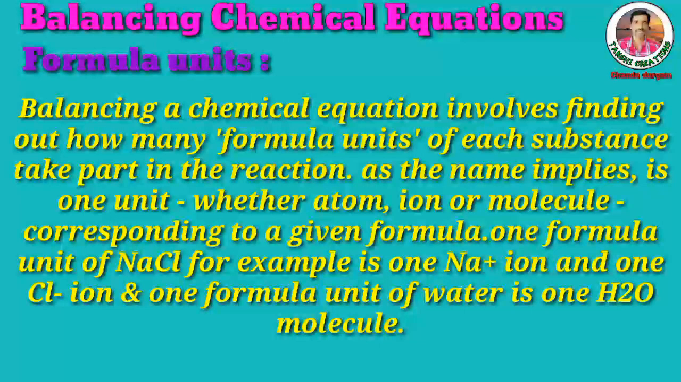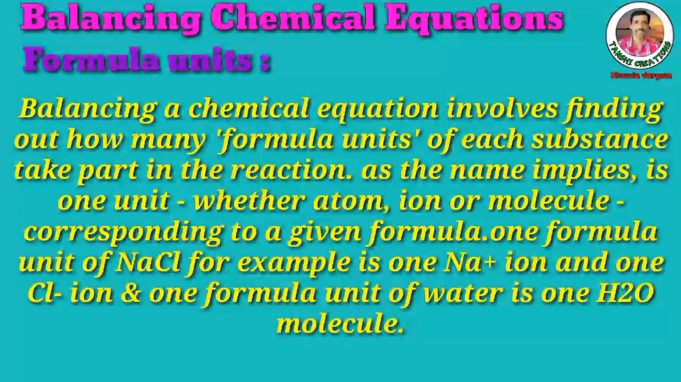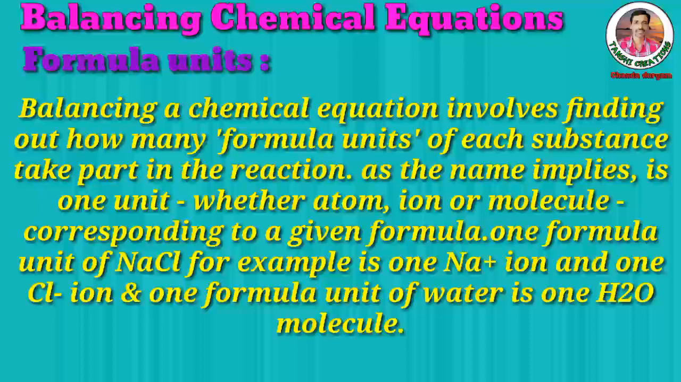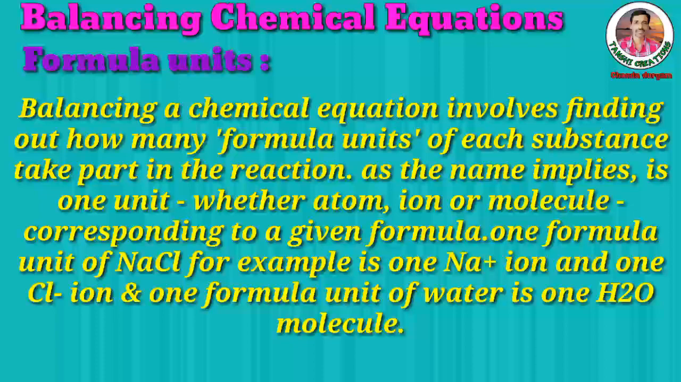Next, formula units. Balancing a chemical equation involves finding out how many formula units of each substance take part in the reaction. As the name implies, a formula unit is one unit, whether atom, ion or molecule, corresponding to a given formula. For example, one formula unit of NaCl is one Na+ ion and one Cl- ion, and one formula unit of water is one H2O molecule.